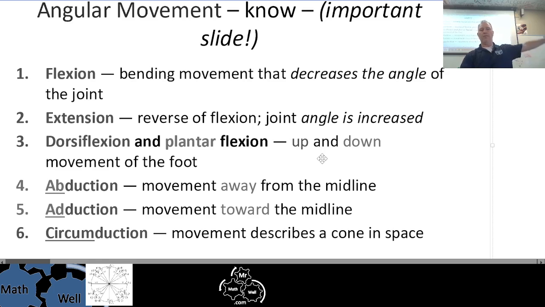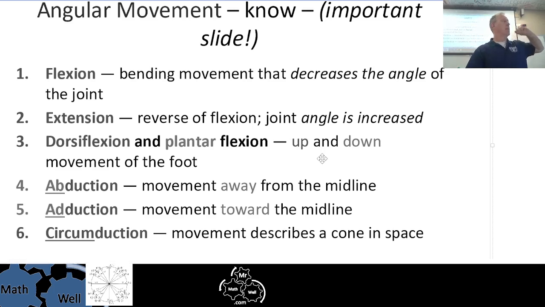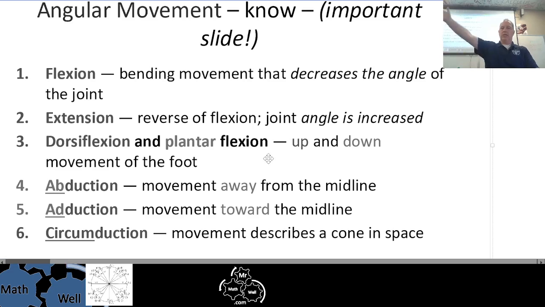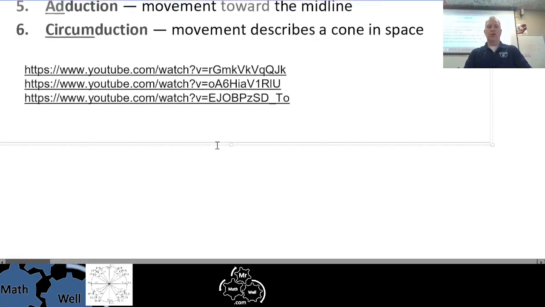Abduction, moving away from the midline. Think about someone that's being abducted, taken away. Adduction is movement towards the midline of the body. Circumduction, a cone in space, so when you do arm circles, like to warm up in phys ed and stuff like that. Okay? So here we go.